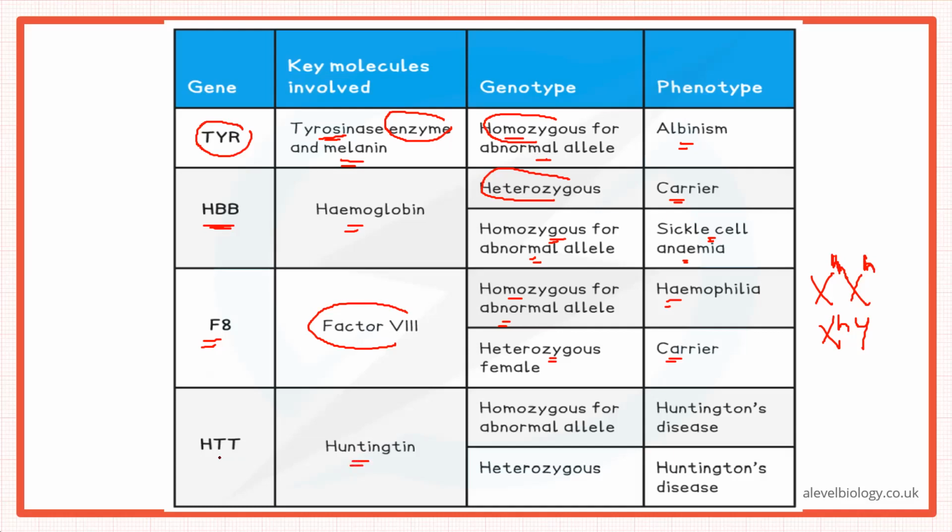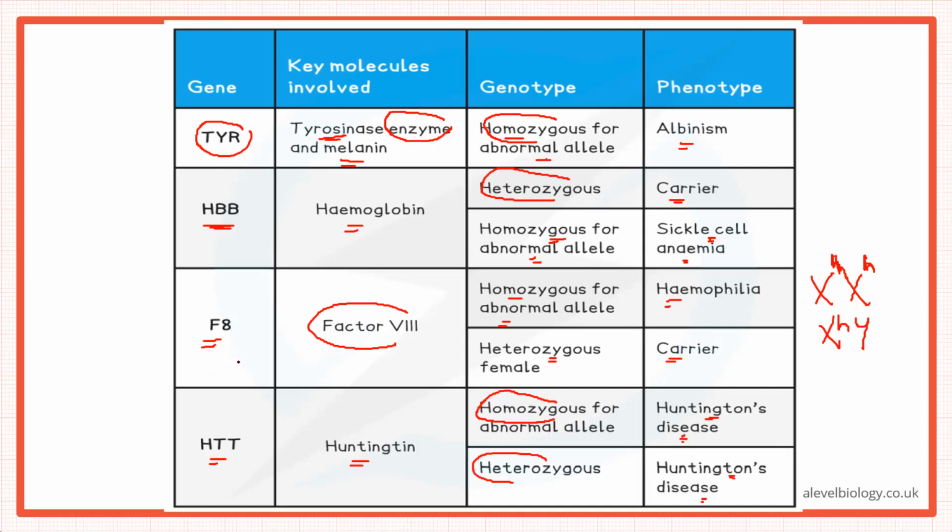Then coming to Huntington's disease. The protein involved is huntingtin, and the gene that codes for this protein is the HTT gene. If the abnormal allele is homozygous, the person will definitely have the disease. But in this case, heterozygous will also cause the disease because it is dominant, right? So if the person has one normal and one abnormal allele, even then the person will have Huntington's disease. This disease usually manifests after 30 years of age. So these are the 4 genetic mutation diseases that we have to learn about.